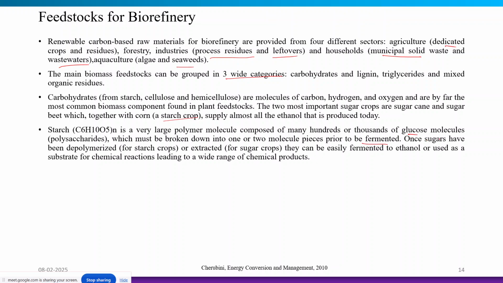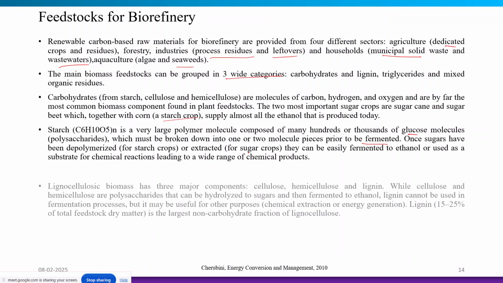So once sugars have been depolymerized from the starch crop, or extracted from the sugar crops, they can be easily fermented to ethanol, or they can be used as a substrate for chemical reactions leading to a wide range of chemical products.